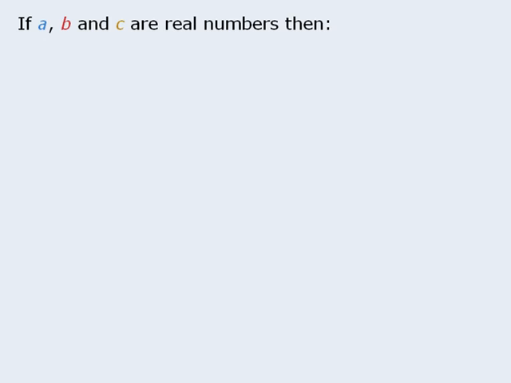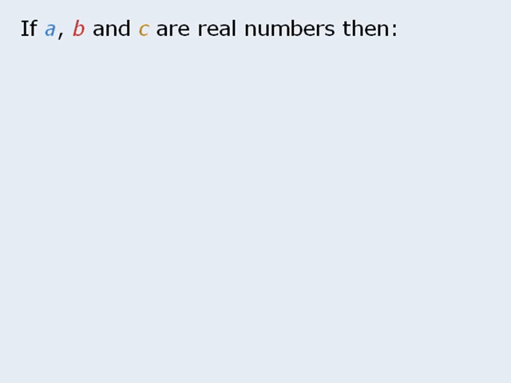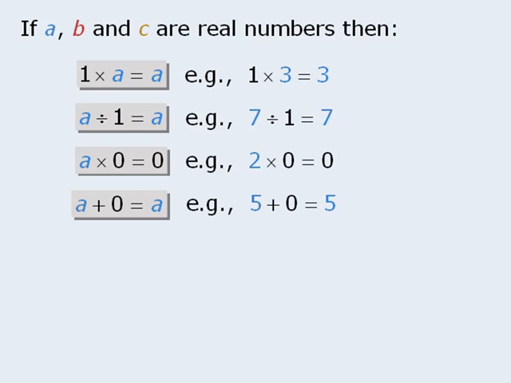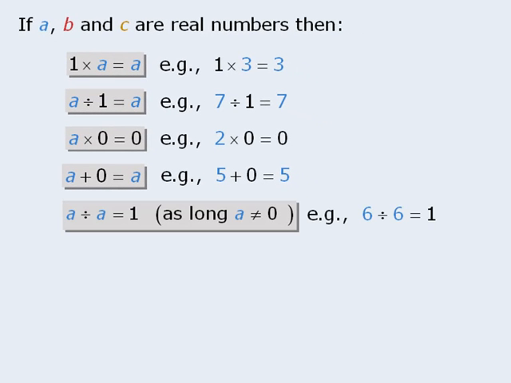Now, the last set of properties concern the numbers 1 and 0. First, when we multiply any number by 1, the product is always that number. Second, when we divide any number by 1, the quotient is always that number. Next, whenever we multiply a number by 0, the product is always 0. And whenever we add 0 to a number, the sum is always that number. Finally, any non-zero number divided by itself is always equal to 1. In an upcoming lesson, we will examine what happens when we divide 0 by itself.